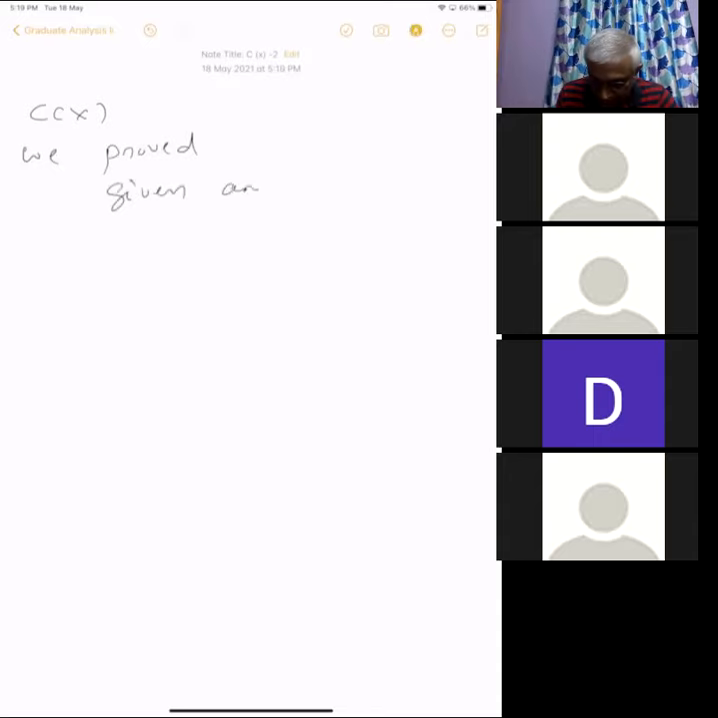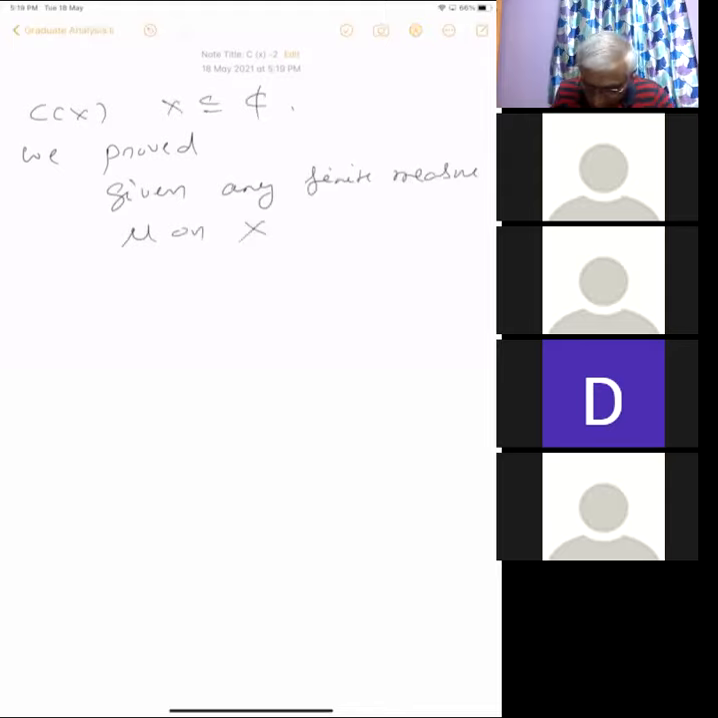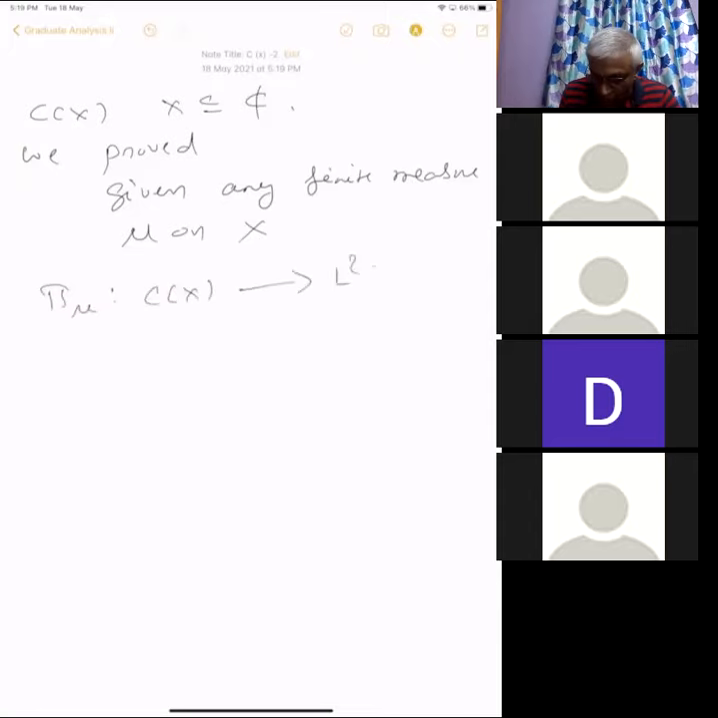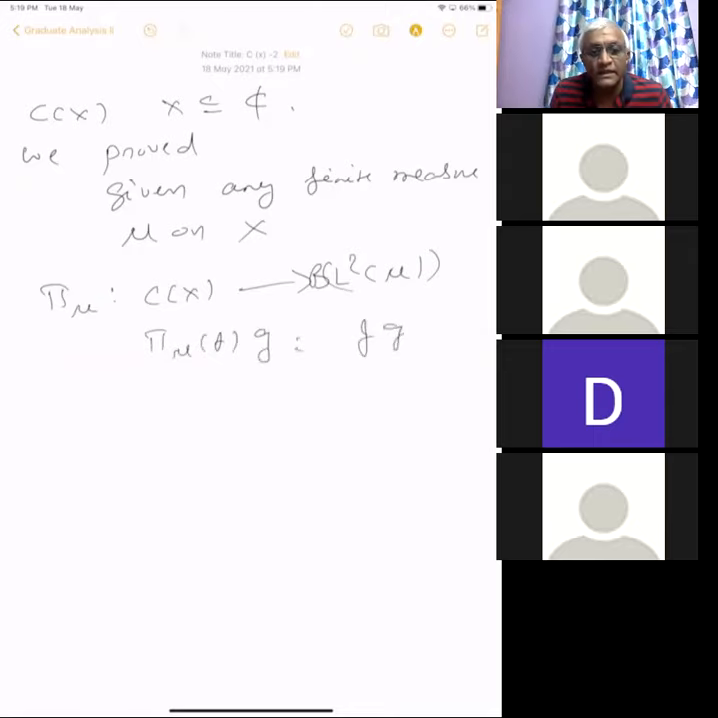given any finite measure mu on X. This X is contained in C. I mean, it's a metric space, but for convenience we assume that it's contained in C. Then we define pi_mu from C(X) to B(L2(mu)) by pi_mu(f) acting on any g is just fg, the product with g.